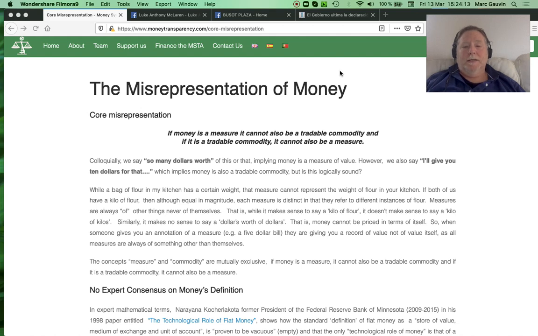So the take home is if money is a measure, it cannot also be a tradable commodity. And if it's a tradable commodity, it cannot also be a measure. If you want a formal mathematical proof of this, that's quite simple. But to summarize it in colloquial terms, let's just go quickly there to see that.